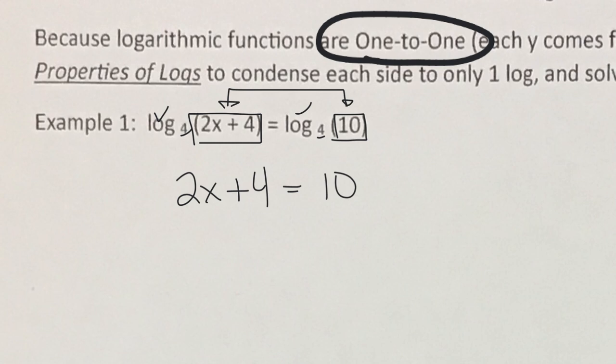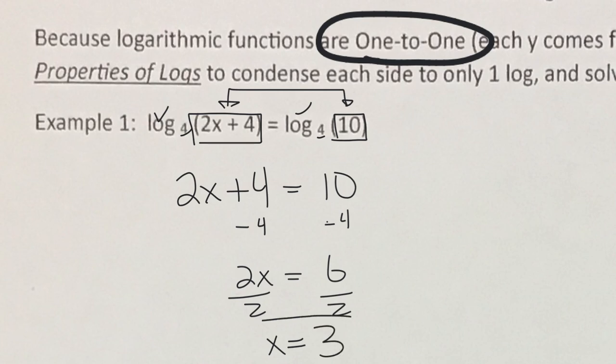So we're going to solve this little equation for x, and figure out what value makes these two expressions equal. Hopefully this is not any mathematical difficulty. We can subtract 4 from both sides. 10 minus 4 is 6. Divide both sides by the coefficient, and my x value would be 3. So if x is 3, 2 times 3 is 6, 6 plus 4 is 10. Sure enough, log base 4 of 10 is the same thing as log base 4 of 10. That's basically all there is to it.